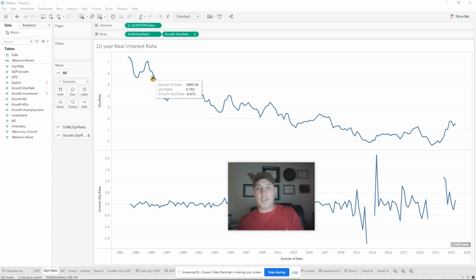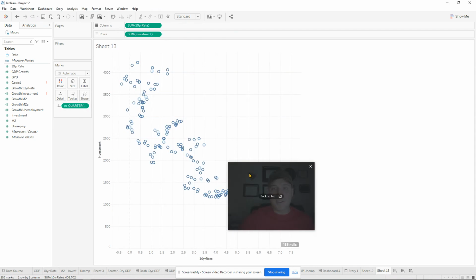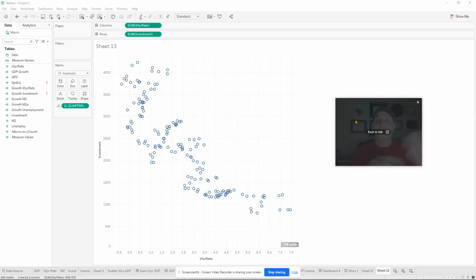There's a negative trend over time with interest rates, a positive trend when we have real investment. So when I scatter the two, I get a clear negative trend. A clear negative correlation between investment and interest rates that are driven by time. Time is the omitted variable here. Time is what is really driving this correlation.